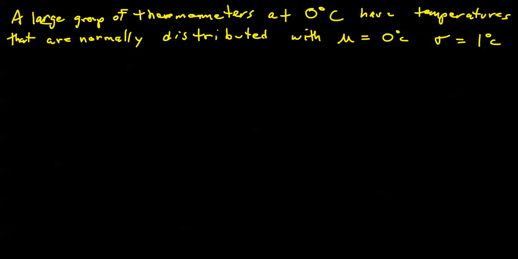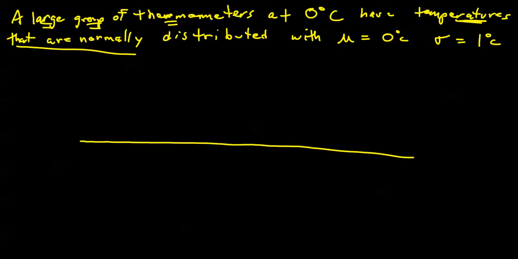We got a large group of thermometers, and the temperature is 0 degrees Celsius. Now, some of these thermometers read high, some of these thermometers read low. Most of these thermometers hopefully read the correct temperature near 0 degrees Celsius. So what I'm going to do is draw a picture of this distribution. Now, when you're normally distributed with a mean of 0 and a standard deviation of 1, remember that automatically implies the standard normal distribution.